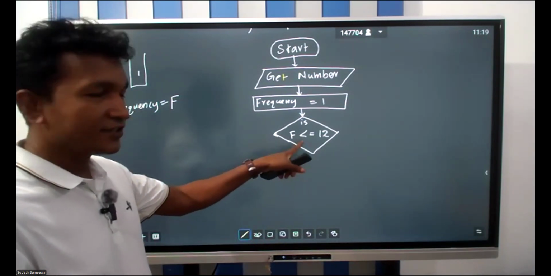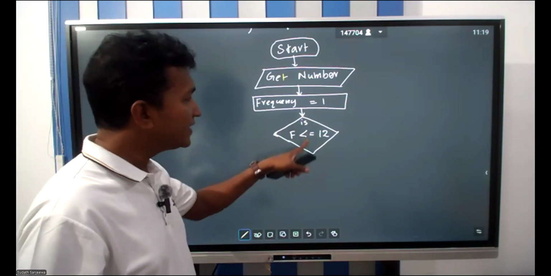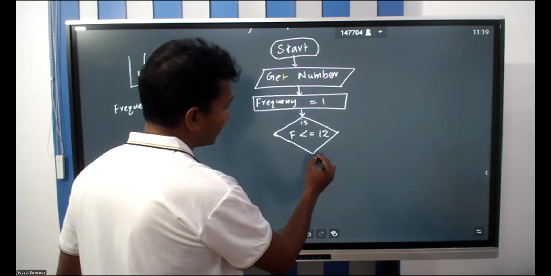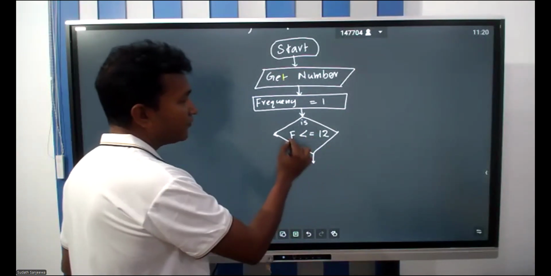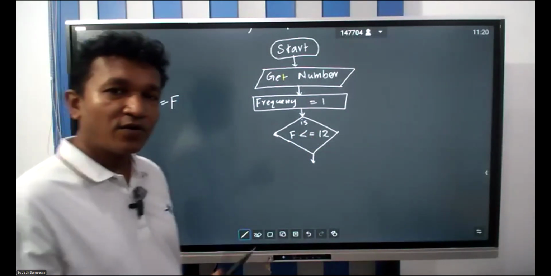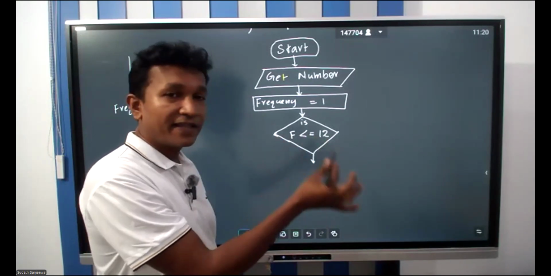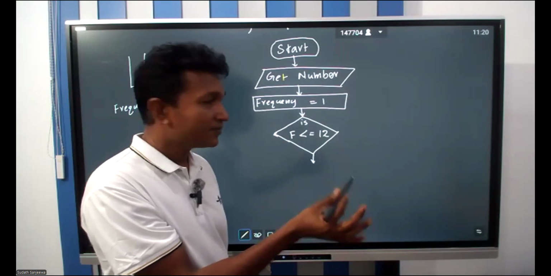We have to check this condition, right? If this is true, we have to do something. If f is less than or equal to 12, we have to do something. If f is greater than 12, what are we going to do?